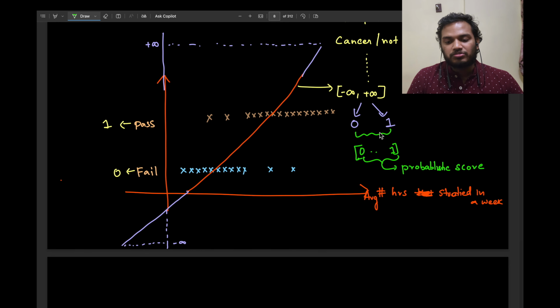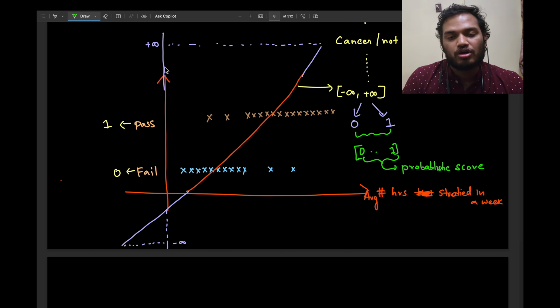But here, if you observe, it is giving some number which is from minus infinite to plus infinite. So with this, we can't interpret them in some specific way, right? That's why we'll be using some specific function which converts this whole minus infinite to plus infinite range to some 0 to 1 range. So let's think of such a function.